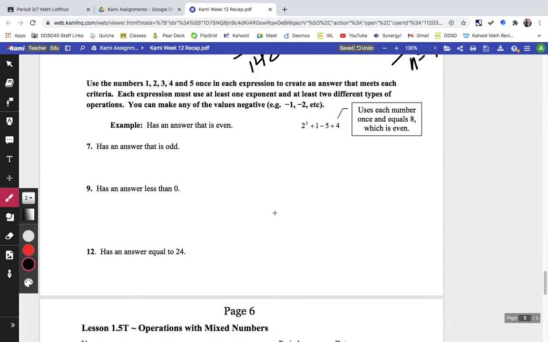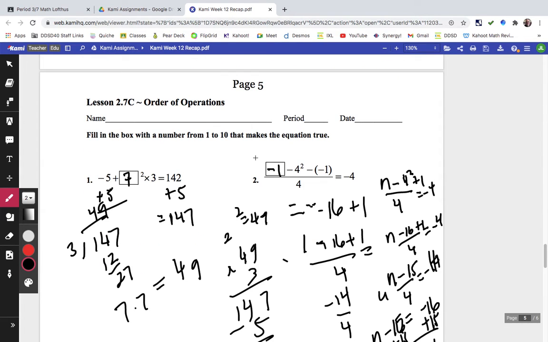All right. Use numbers 1, 2, 3, and 4 once each in each expression to create an answer that meets each criteria. Each expression must use at least one exponent and at least 2 different types of operations. And you can make any of the values negative. So for example, -1, maybe it said that up here too.